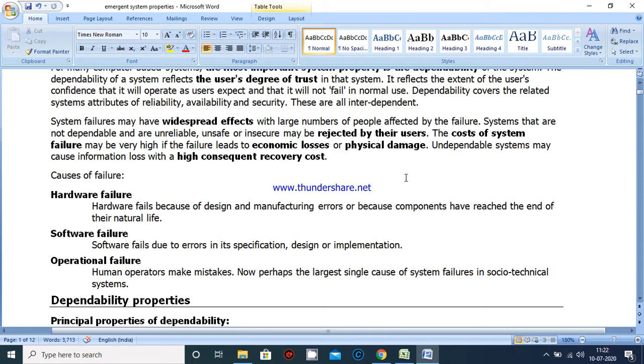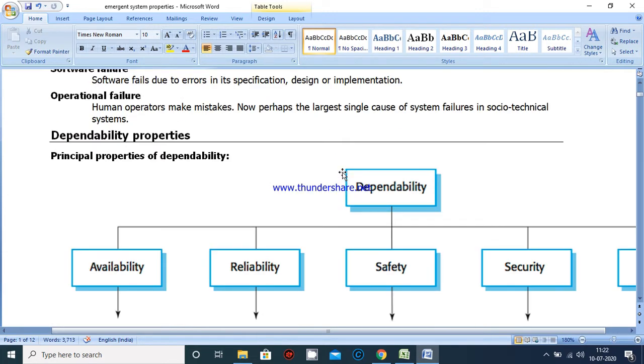Software fails due to errors in its specification, design or implementation. Operational failure: human operators make mistakes, like the developer, designer, coder, tester, implementer. Now, perhaps this is the largest single cause of system failures in socio-technical systems. These are the dependability properties.